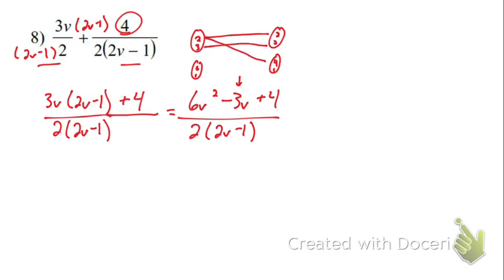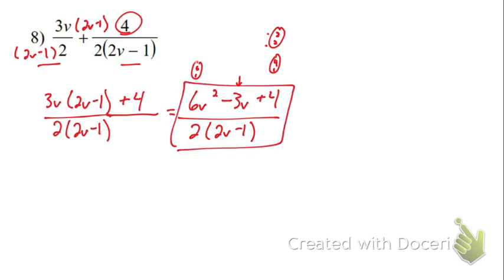2 times 4, 3 times 1, that'd be 5. Doesn't work. If I switch them, that'd be 10, so no. So this 0 is no longer helpful to us. All right. 6 times 2 is 12, so that'd be 10. No, I don't think it can be factored. So we're just going to go ahead and put a box around that and say, it's done.